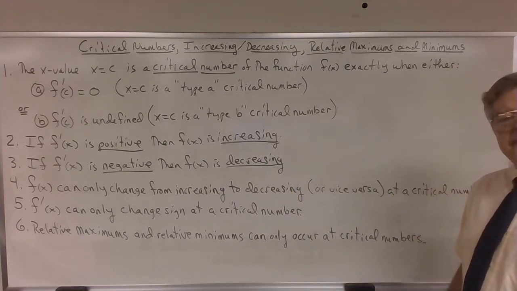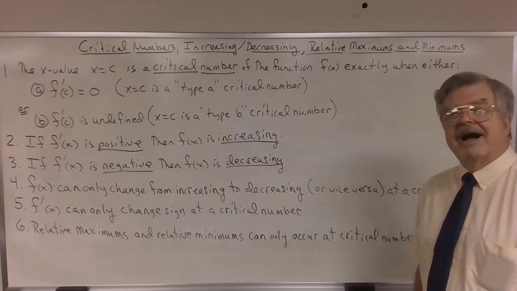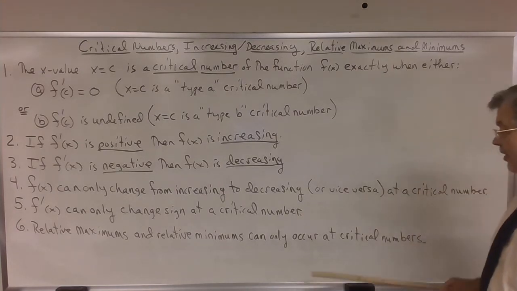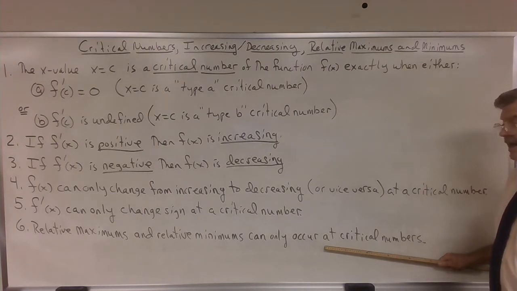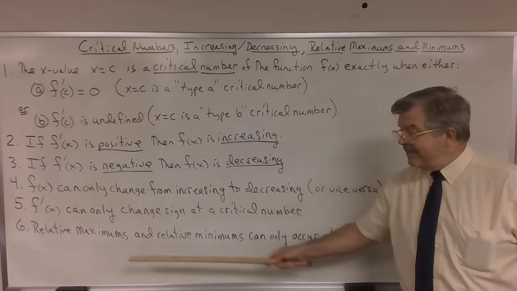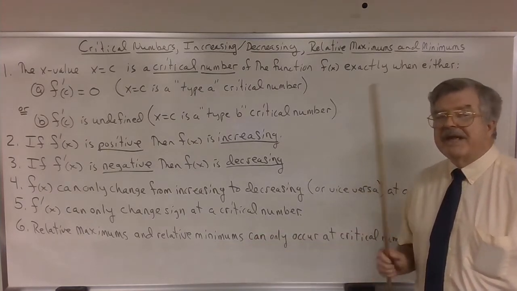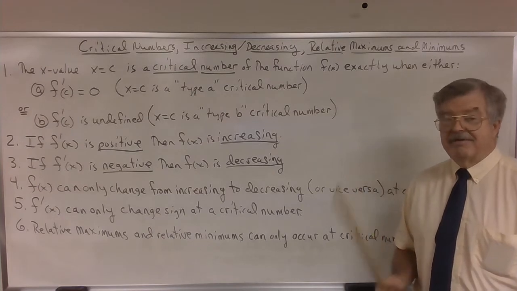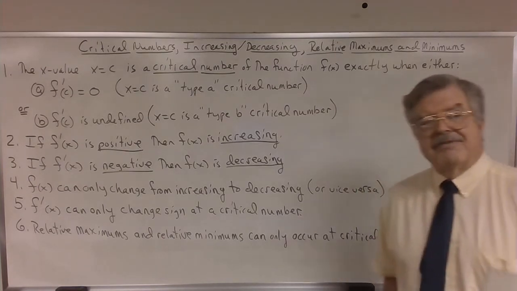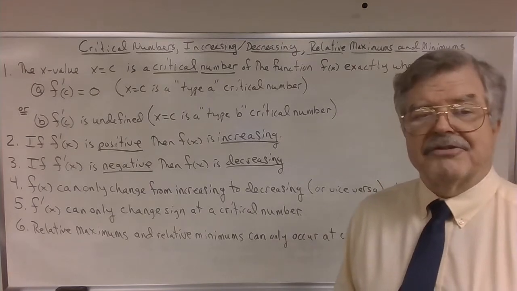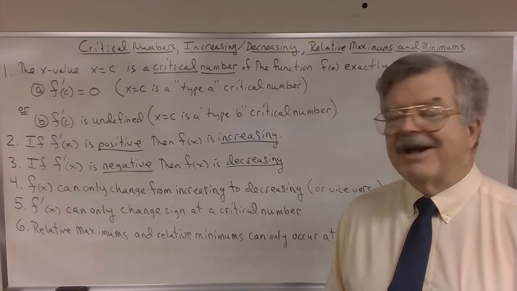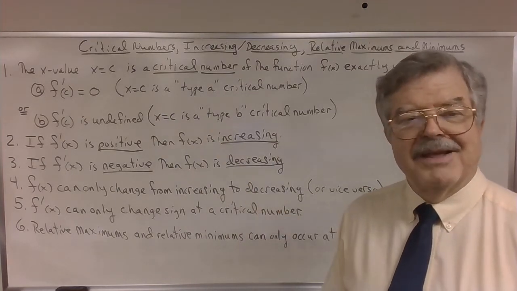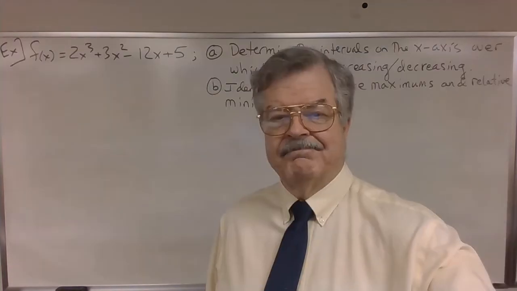And then lastly, relative maximums and minimums, the highs and lows on the graph, can only occur at critical numbers. If we don't have any critical numbers, we can't have a relative maximum or a relative minimum. If we do have relative maxes and relative minimums, we have to have a critical number at each one of them. So this is sort of a summary of what we finished up with last time. And I think it's only fitting that we start off with a nice exercise to put all of this stuff to use. All of it.